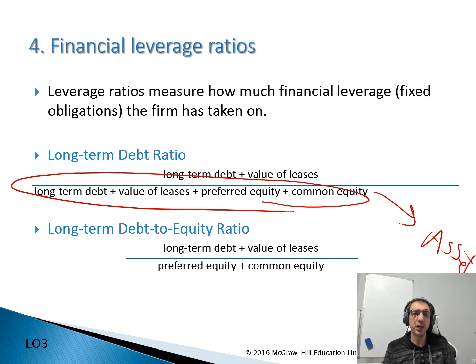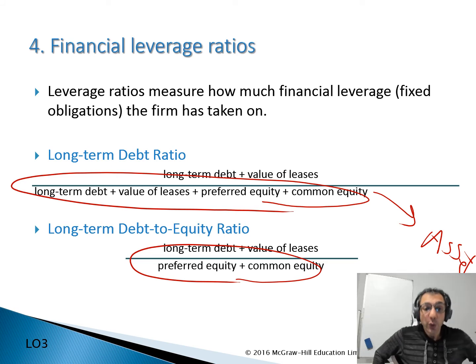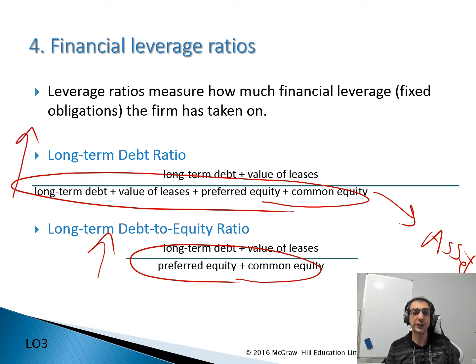Same for the long-term debt to equity ratio. You see, I'm saying here preferred equity, common equity, I mean total shareholders' equity. So you can include the total shareholders' equity here. So what does it mean? If the long-term debt ratio is higher and the long-term debt to equity ratio is higher, it means you have higher debt in your capital structure.